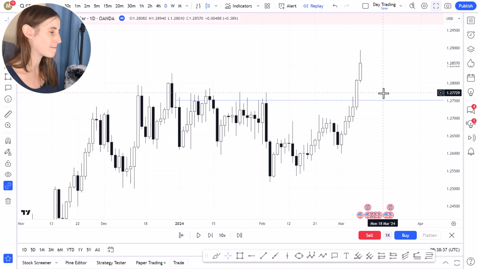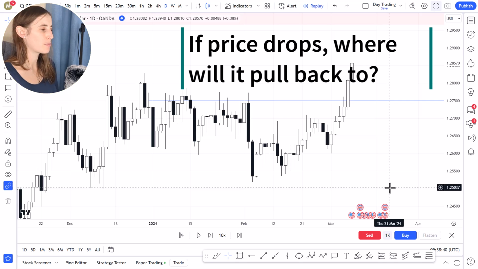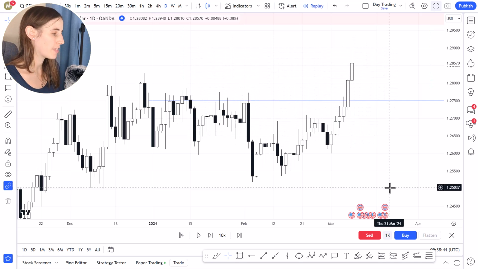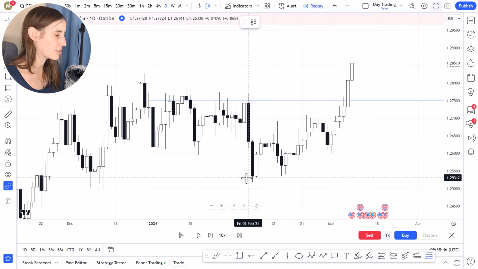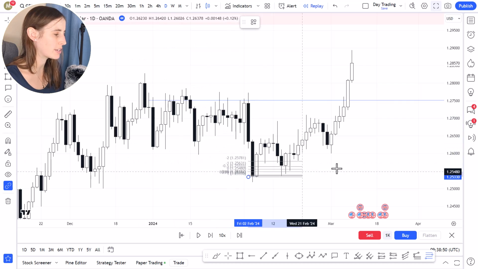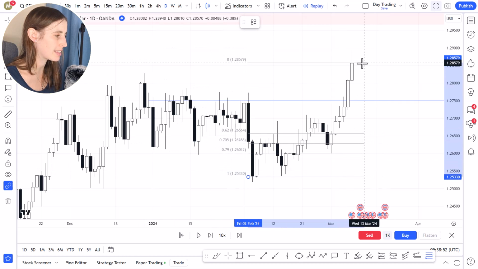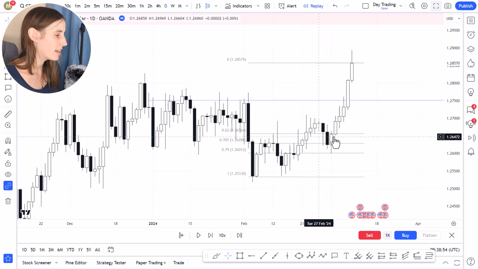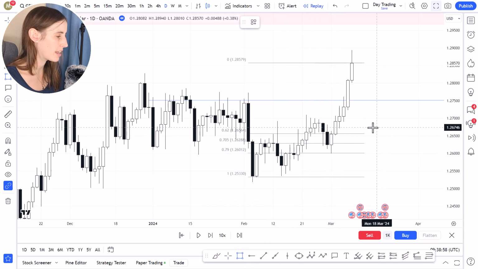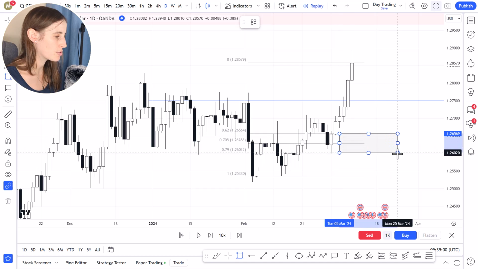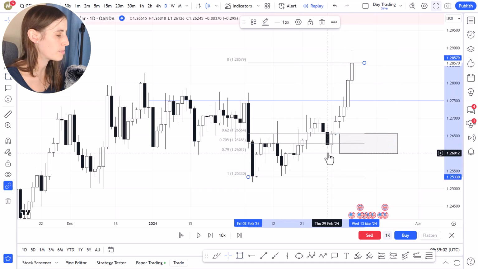Now, the question may be, well, if price does pull back, where is it likely to pull back to? And that's what I like to do on the daily, is just gauge these points. So I go from the low of the previous pullback and I use my Fibonacci tool. I drop it at the high using the bodies only. And these 3 lines are the areas of interest for me, the optimum trading levels, which I will just draw out with a rectangle so I can delete the fib tool.